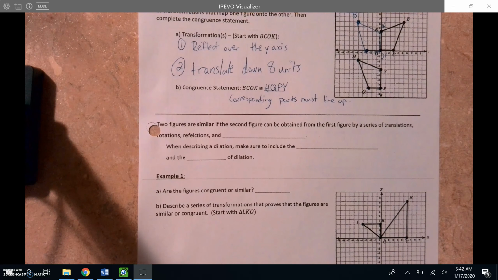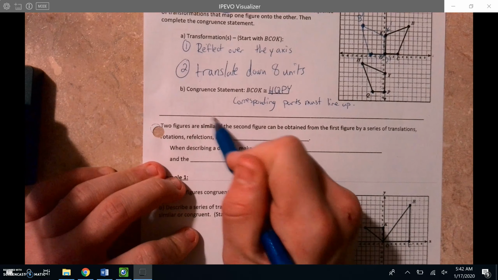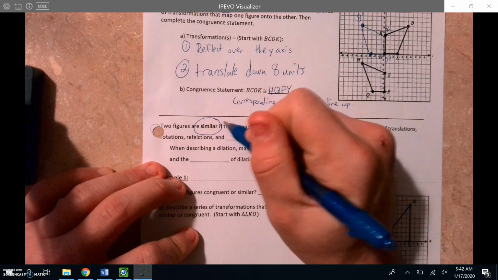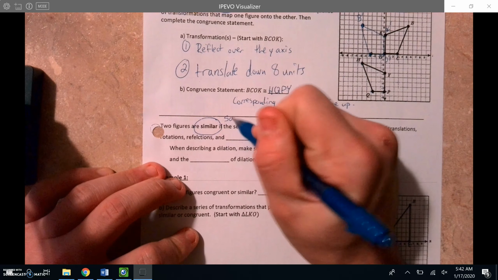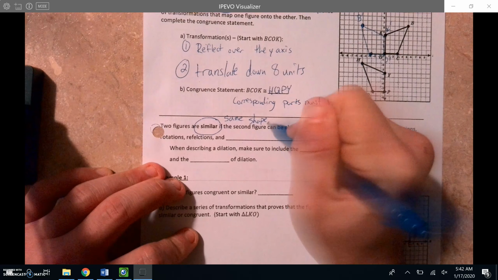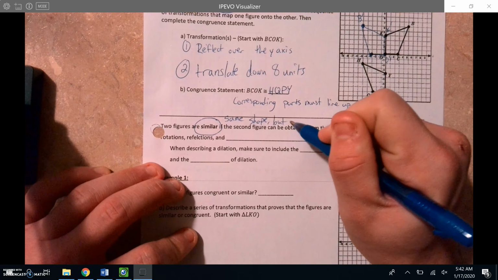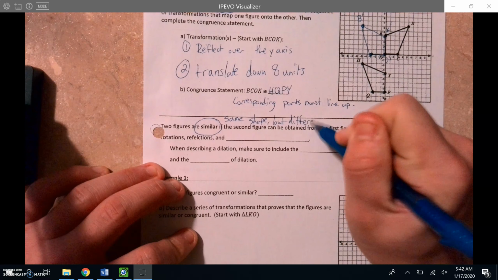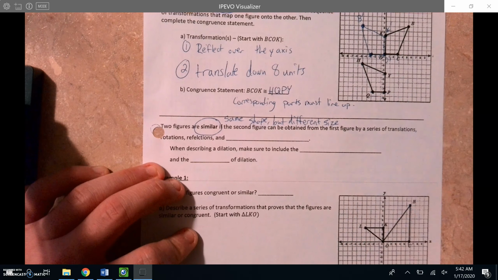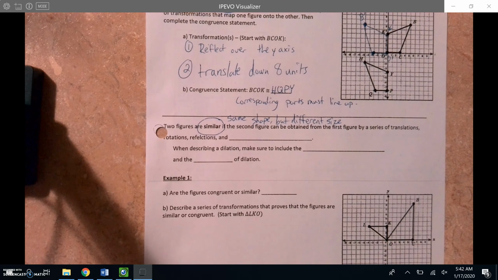The new thing for 9-1: two figures are similar if they have the same shape but are different sizes. Same shape but different size. If you think back to Unit 5 with our proofs, an example of this would be our angle-angle-angle relationships. We said that we cannot prove congruence with those, but if we look back, we could have actually shown that those shapes were similar.